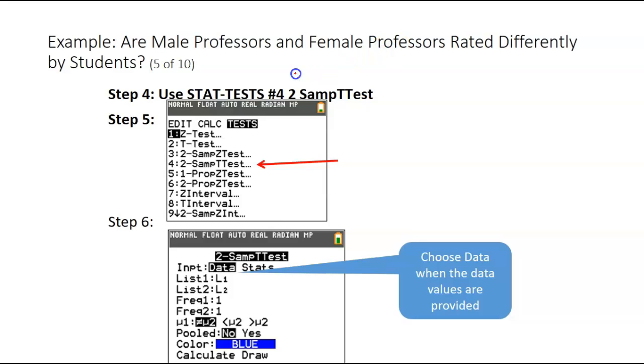As far as putting it in your calculator, you're going to go to stat test, and this time we're going to choose number 4, which is two sample t-test, because we're comparing two samples. Because we're doing a mean and sigma is unknown, we're going to use the t-test. We had our data entered, so we're going to choose data. Make sure you've chosen L1 and L2, which is where we put our data. Choose your alternative hypothesis, so it was a does not equal. Choose no for pooled, and then calculate.